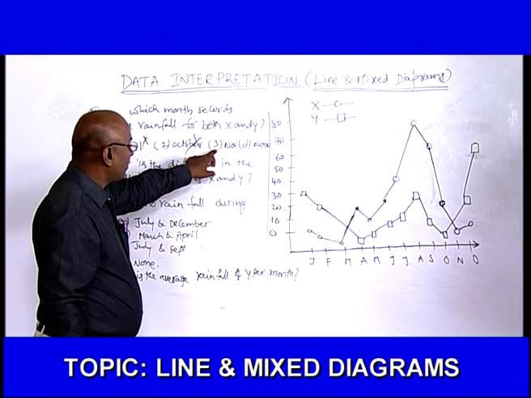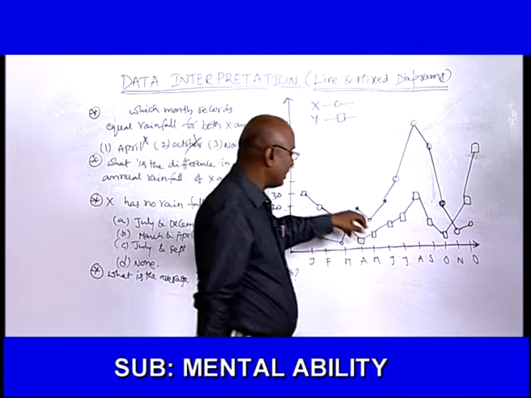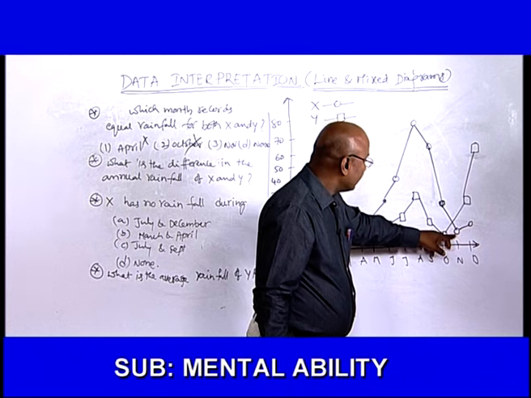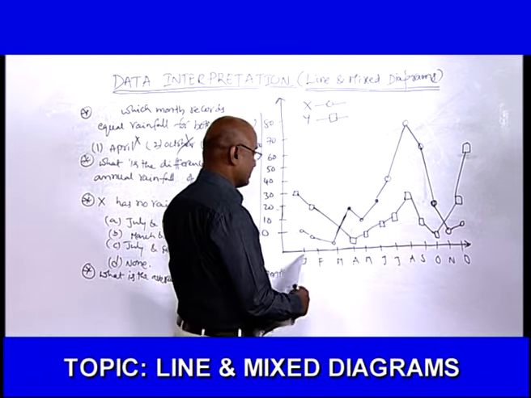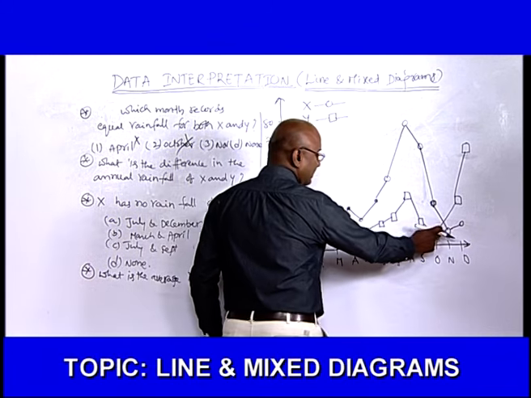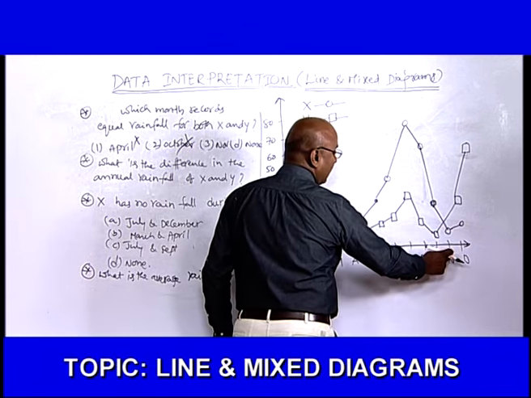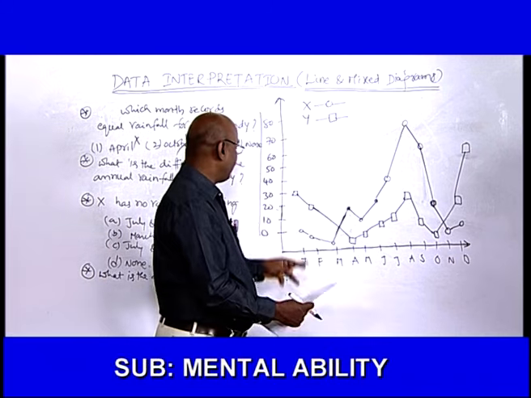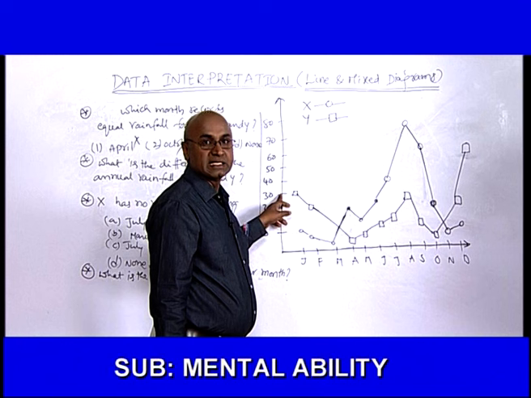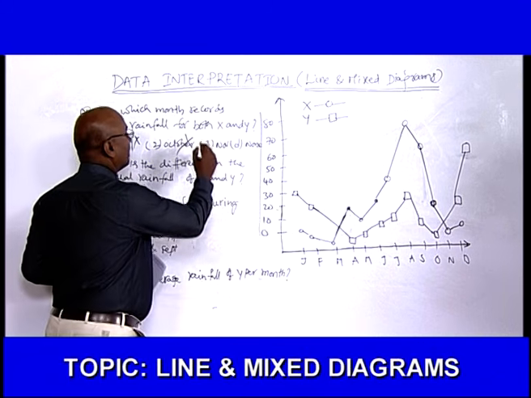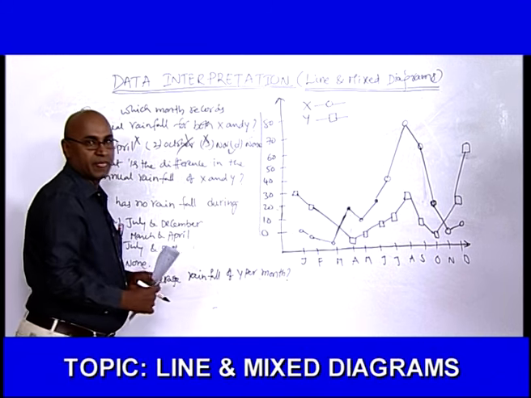And in the month of November, rainfall in region X is 0 centimeters. And in the month of November, rainfall of region Y is almost equal to 30 centimeters. So it is also wrong. So the answer is none.